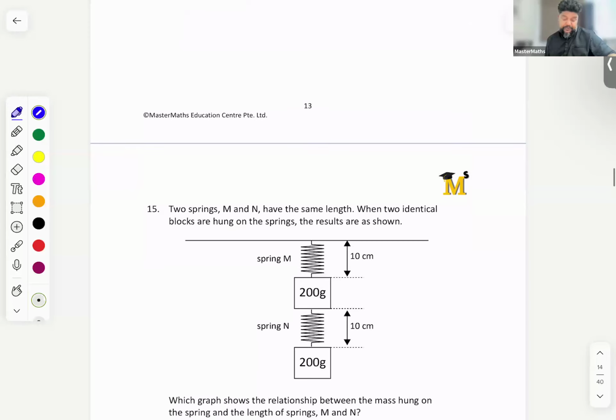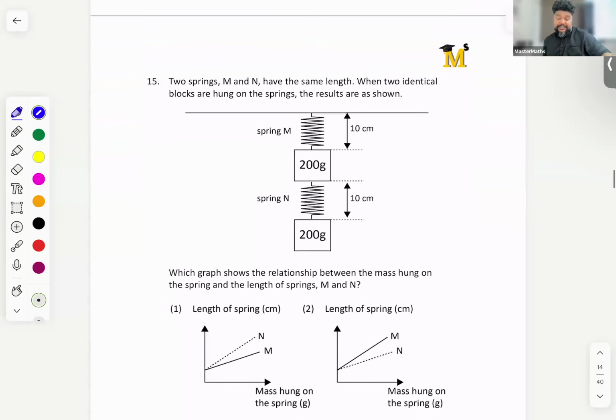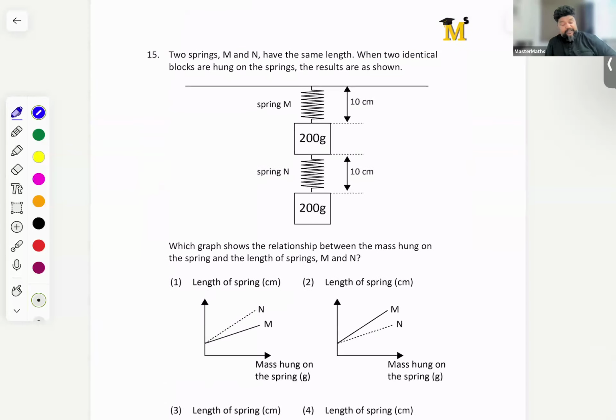Okay. Two springs M and N have the same length when two identical blocks are hung, and the results are shown below. How many grams is acting on spring M? 400 grams. Good. Spring M actually has 400 grams.